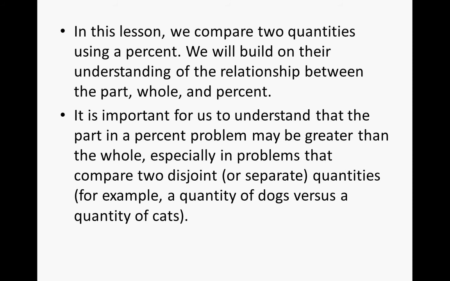It is important for us to understand that the part in a percent problem may be greater than the whole, especially in problems that compare two disjoint or separate quantities. For example, a quantity of dogs versus a quantity of cats. Now you might think, well, those are both pets, but ask any cat or dog lover and they will tell you that they are totally different quantities.